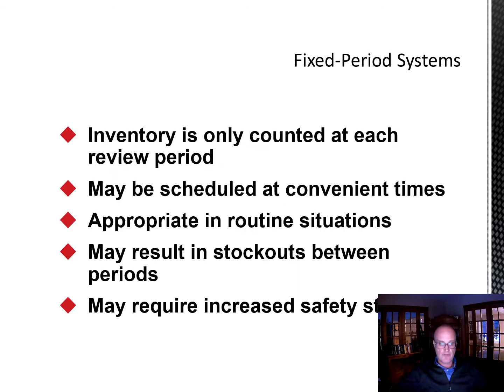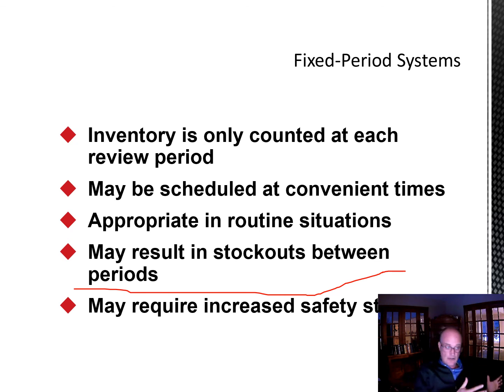And the problem with fixed period models is you only count inventory at the specific time. You can do it at convenient times, so that's a benefit. If you have routine predictable demand, that makes some sense. The problem with it is it may result in stockouts between periods, right? You're not tracking your inventory on a regular basis, and if all of a sudden you have a rush in demand, you could get to zero before your time period elapses. So that can cause you some grief.